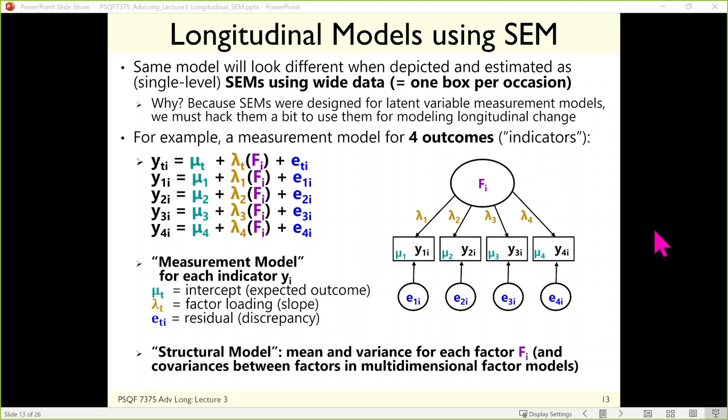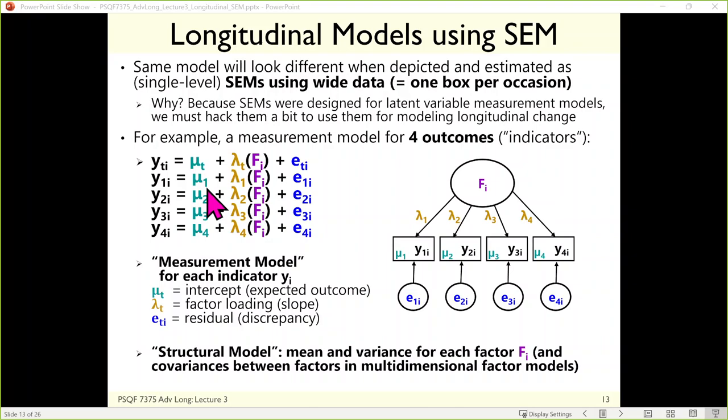In terms of the notation, the first line here describes what would be called a measurement model. This would be confirmatory factor analysis in particular. We're pretending that these outcomes are continuous, normally distributed variables. I have y_ti, because we're talking about time in this class. The first term here is an intercept, per occasion. I've shown what this compact equation would look like written out for each occasion, 1 through 4 in this picture. So I have an intercept at time 1, time 2, time 3, and time 4.